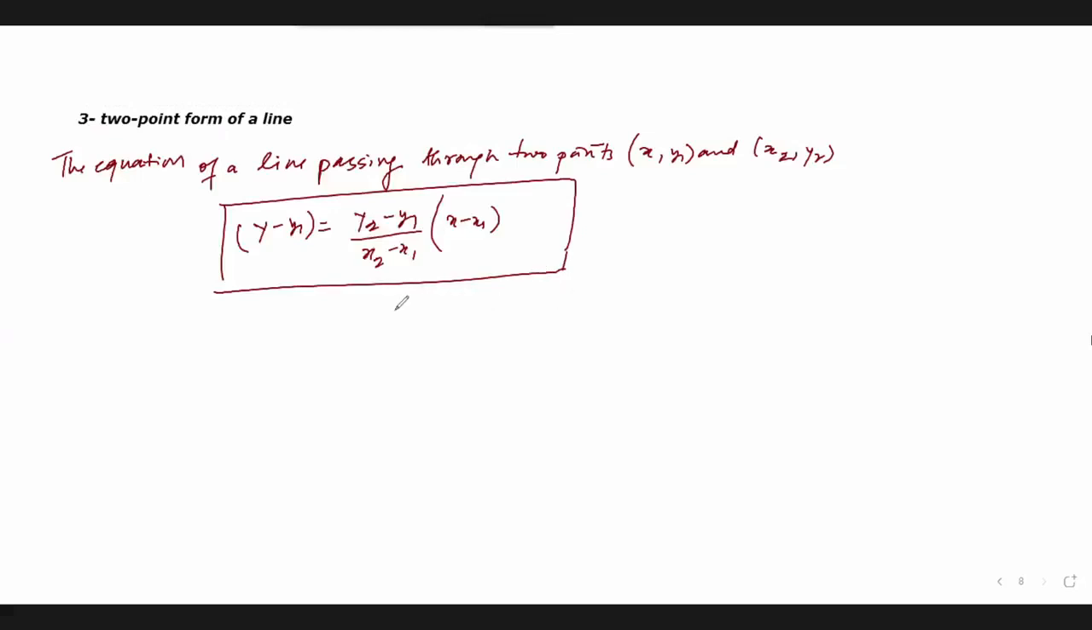So why is this form coming? Because 2 points have been given to us, so I can easily find the slope of a line. So what is my slope? m is equal to (y2 minus y1) divided by (x2 minus x1). This is my slope. And what was the previous equation? It was the point slope form. So the slope we know, and the point also we know, that is x1, y1.